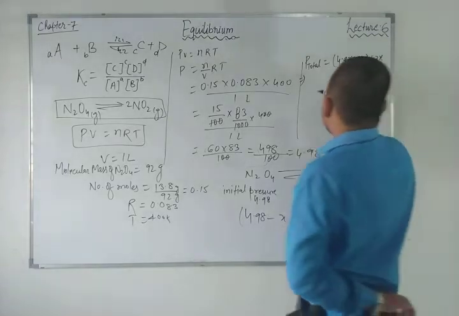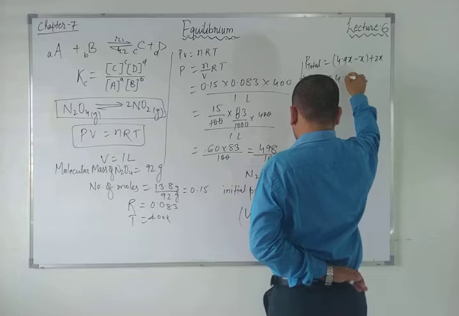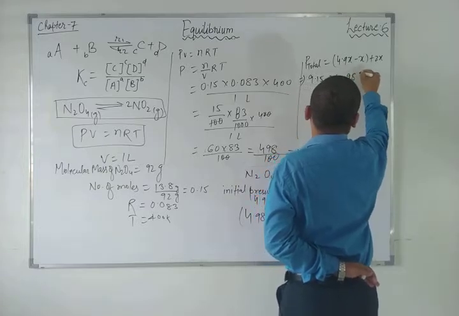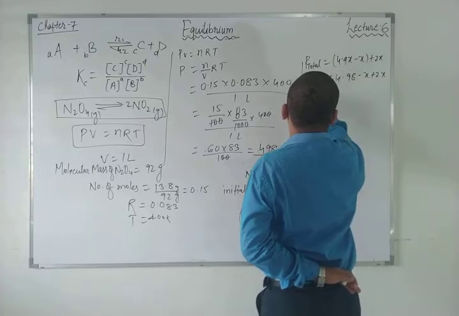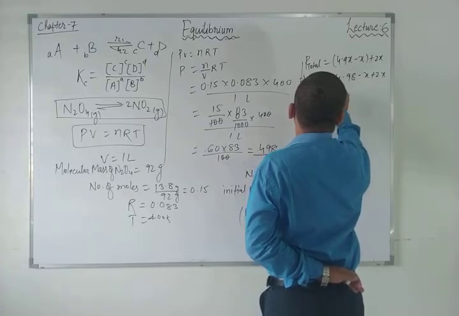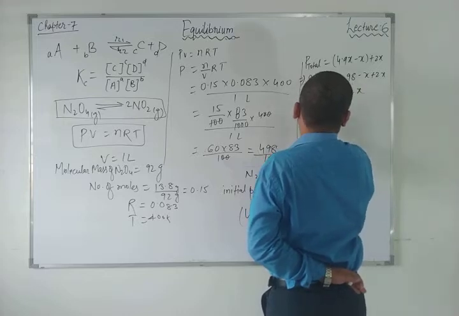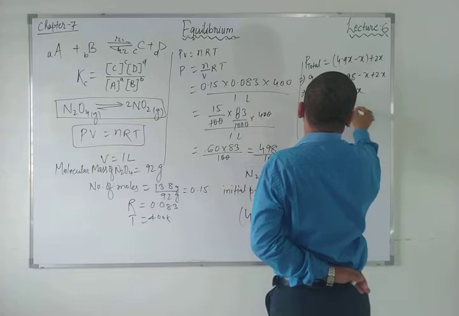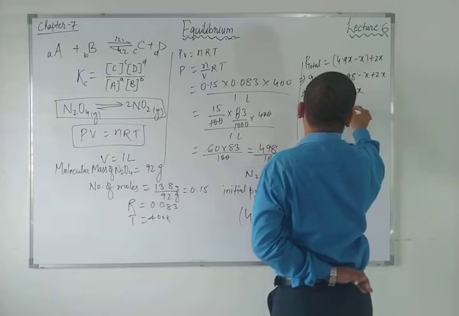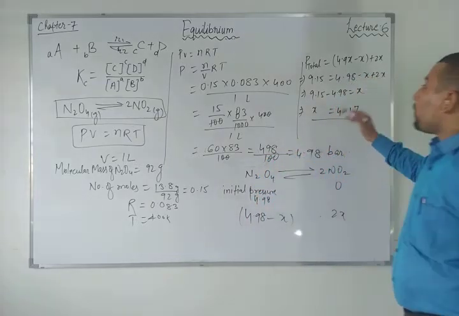9.15 bar is equal to 4.98 minus x plus 2x. So it will be 9.15 minus 4.98 is equal to x. Right? So x is equal to 4.17. So what is this 4.17?